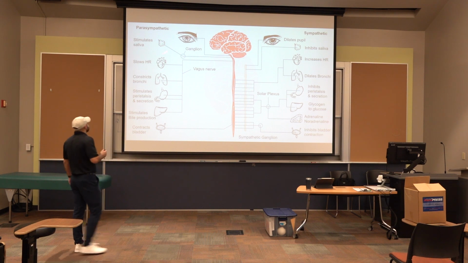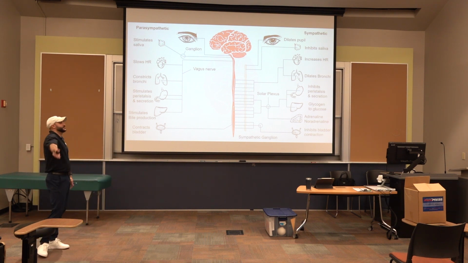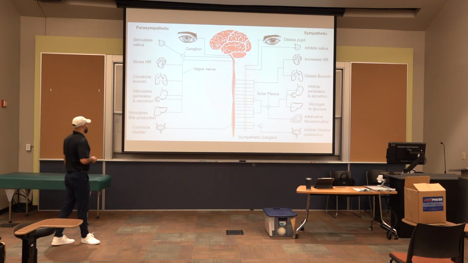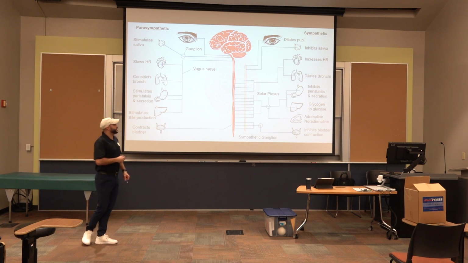All right, stimulates saliva. So parasympathetic, we think rest and digest. Slows our heart rate down, constricts the bronchi, stimulates peristalsis and the secretion of acid and different digestive enzymes, stimulates bile production, and contracts the bladder. It's really interesting. Yeah, well, we're going to go with that. So then I'll explain it over here.